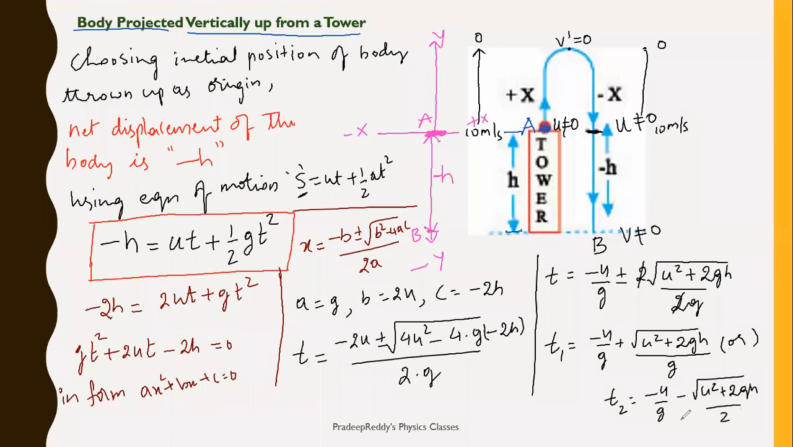But what about this t2? T2 is negative, as t2 is negative time. Time cannot be negative, right? Therefore, we eliminate it.